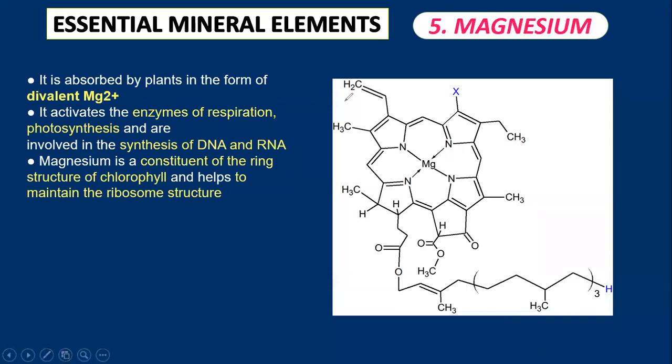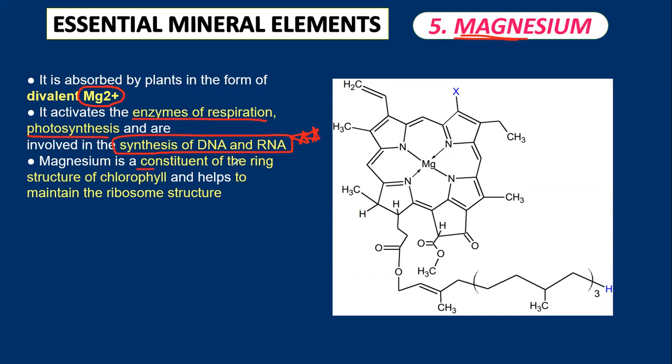Not manganese, it's magnesium. Okay, 5th element, which is magnesium. Magnesium is mainly absorbed in the form of divalent magnesium 2 plus ions. It is involved in the enzymes of respiration and photosynthesis. It is involved in the synthesis of DNA and RNA, very important, synthesis of nucleotides.